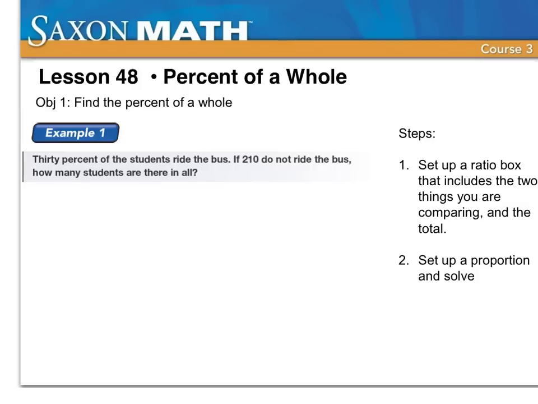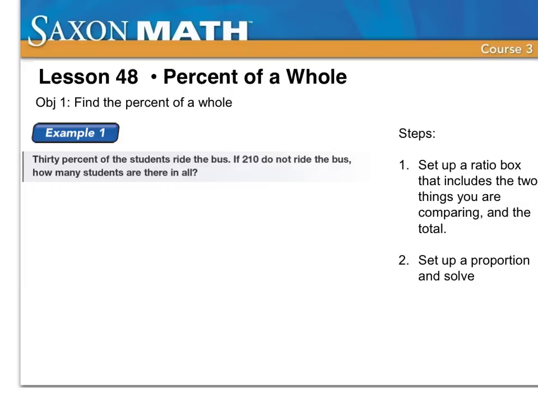This is lesson 48. We're talking about how to find the percent of a whole. Okay, and objective 1 is to find the percent of a whole. So, you've got your steps over here, and we're going to just follow those things, okay? So example 1 says 30% of the students ride the bus. If 210 do not ride the bus, how many students are there in all?